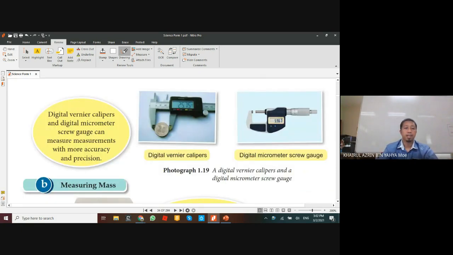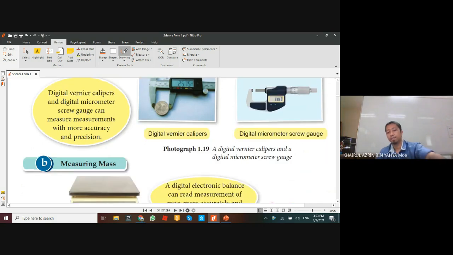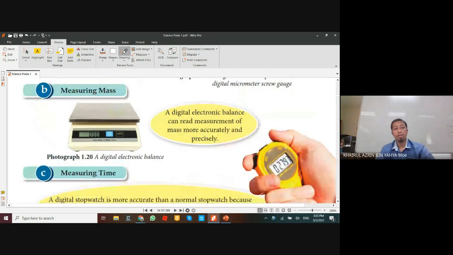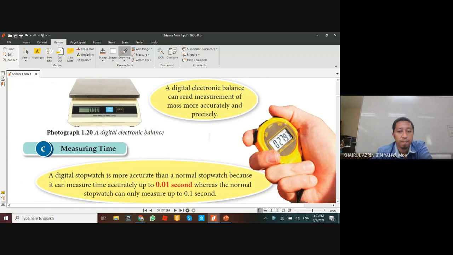So next, this is a digital Vernier calipers, and this is a digital micrometer screw gauge. This one is easy to use because it has a reading here, digital. And then measuring mass. This is also a digital electronic balance. A digital electronic balance can read measurement of mass more accurately and precisely.